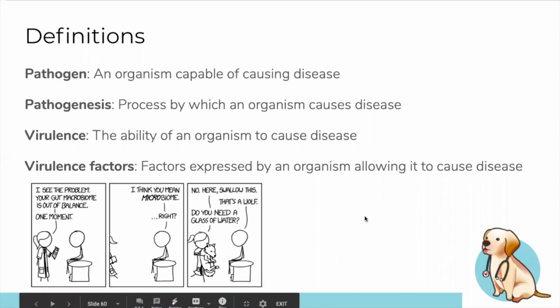Also, apparently this meme is approved by the microbiome lecturer. I had a friend send it to her, so yep.